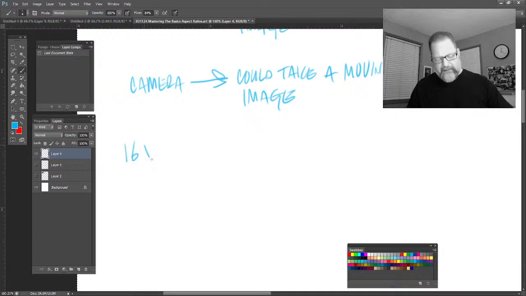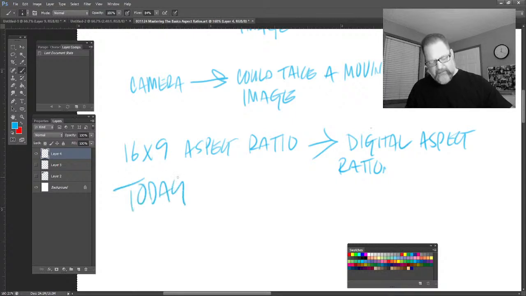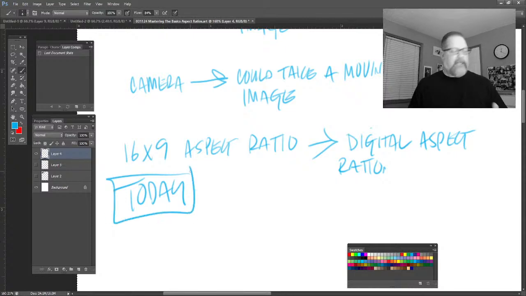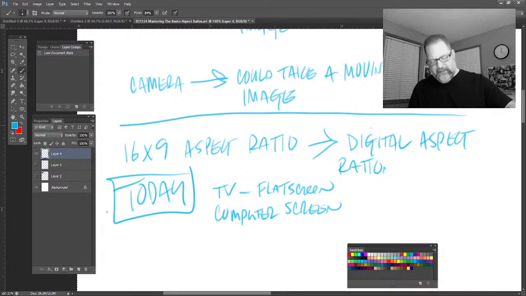we're talking about 16:9 in terms of an aspect ratio, okay? And this is pretty much your digital aspect ratio. This is today, the 16:9 aspect ratio. This is for today's TVs, flat screen, your computer screen. We take into consideration that this is what we have today.